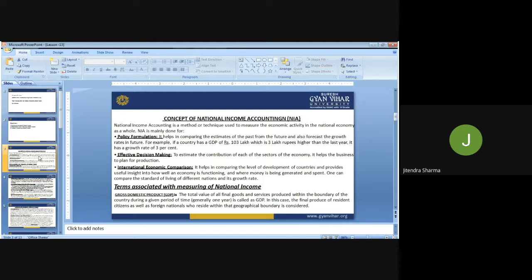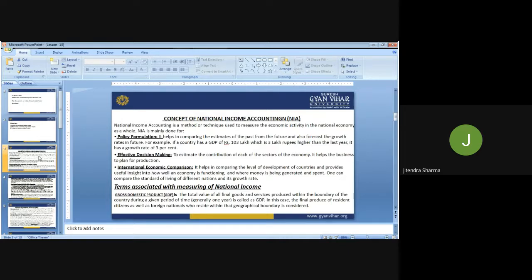Then the third one, international economic comparison. On the basis of GDP, we can compare the status of the country, whether it is developing, underdeveloped, or developed. On the basis of the pace of growth and what kind of GDP they are having, we can have a little bit of idea about the country and its prosperity. So these are the three things, that's why we require the estimation or accounting of national income.